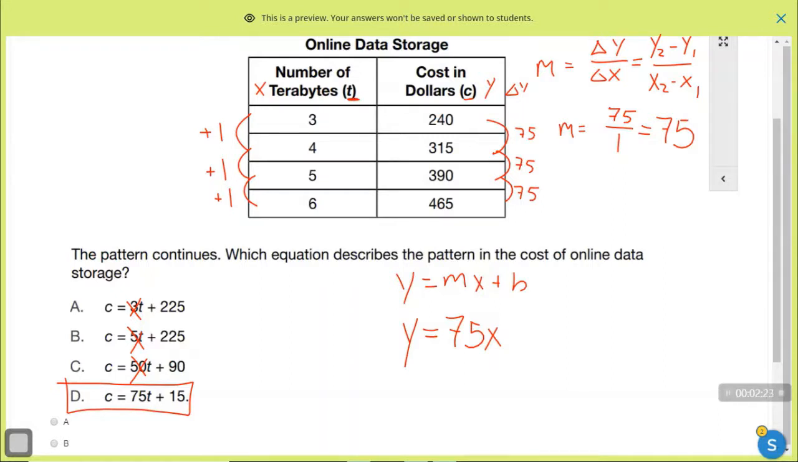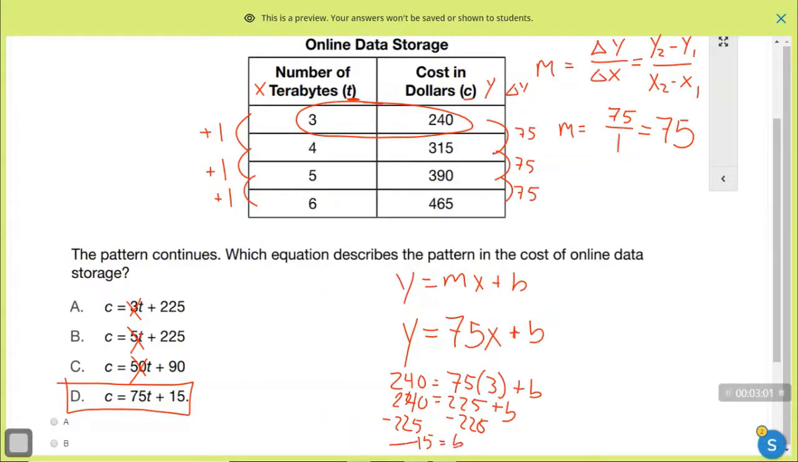If they had 2 that were 75, I'm going to continue this out to show you what you would need to do. We don't know the b value. However, I can temporarily take any one of the values that they gave me, such as 3 and 240, and plug that in. 240 equals 75 times 3 plus b. If I do 75 times 3, I get 225. And I could subtract that from each side to find out that 240 minus 225 is indeed 15, giving me my b value, my y-intercept, as 15.